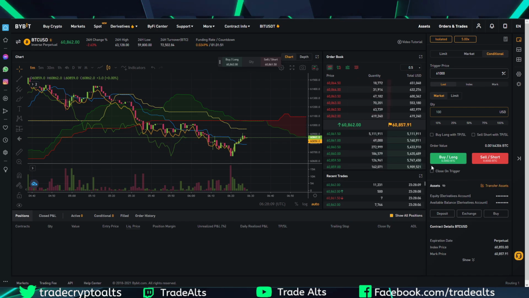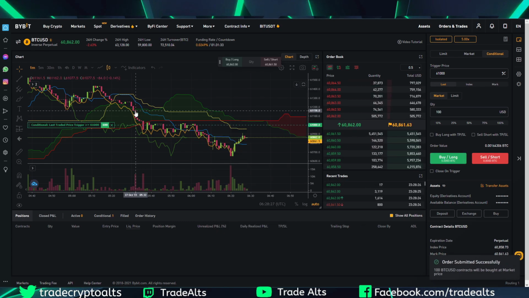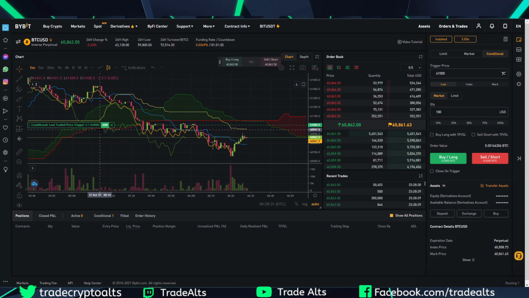So do not click close on trigger. Otherwise it's going to cancel the order. It's going to automatically cancel because you don't have a position open, right? So you want to make sure that this is unchecked. So conditional, here's your trigger price, here's your amount, market, buy long, and there you go. So what will happen is that if price comes up to $61,000, you will automatically be marked in at that point, meaning that you will definitely be in a position if price hits $61,000.